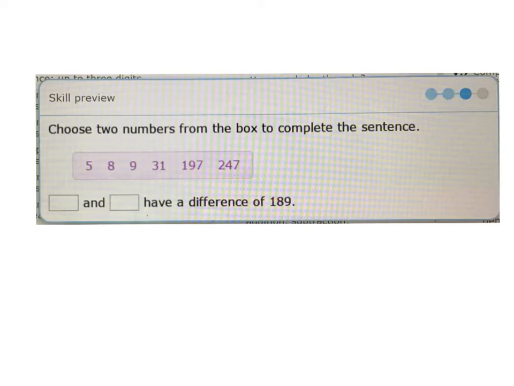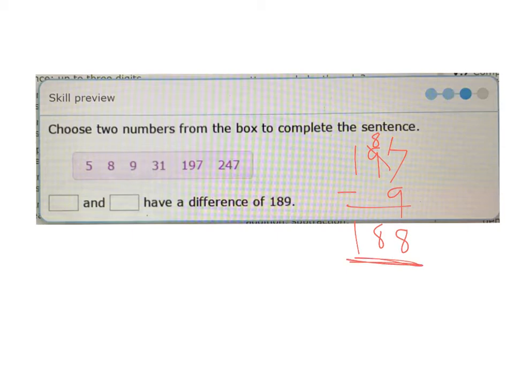I have a feeling 197 and one of these small numbers. Let's try them out. 197 minus 9. 7 minus 9 I can't do. I borrow. That becomes an 8. 17 minus 9 is 8. 8, 1. So close, but yet so far.